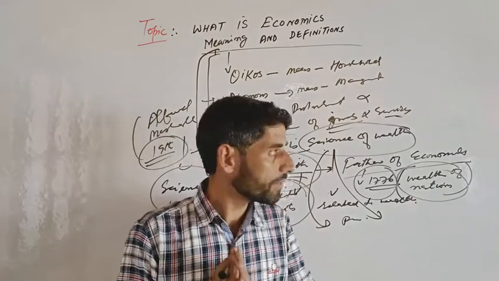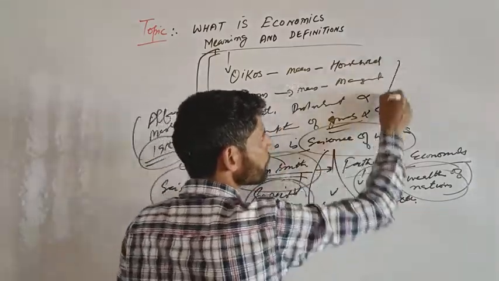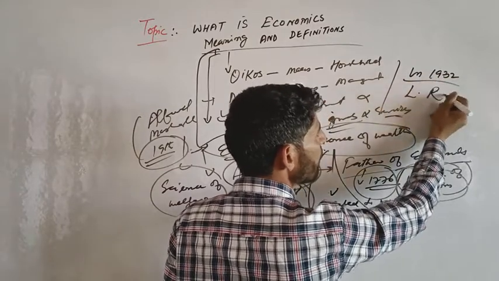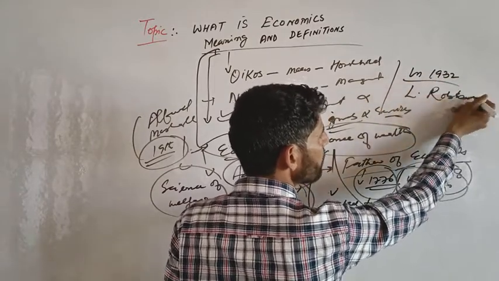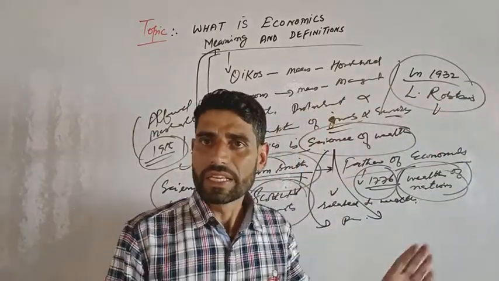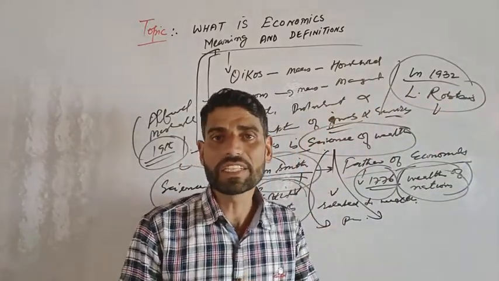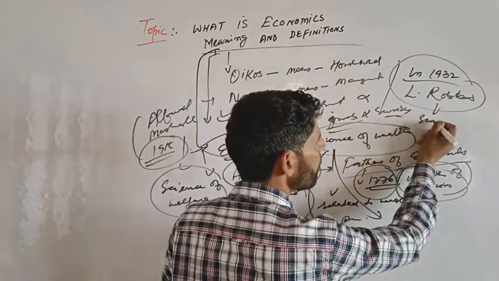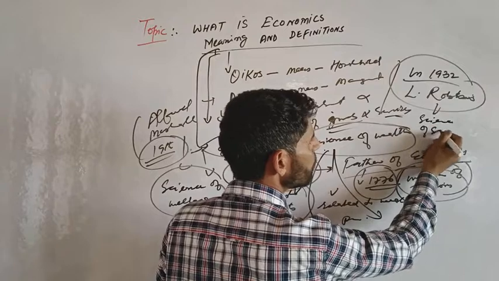So we see that in 1932, L. Robbins, another famous economist, defined economics. He says that economics is a science of scarcity and choice.